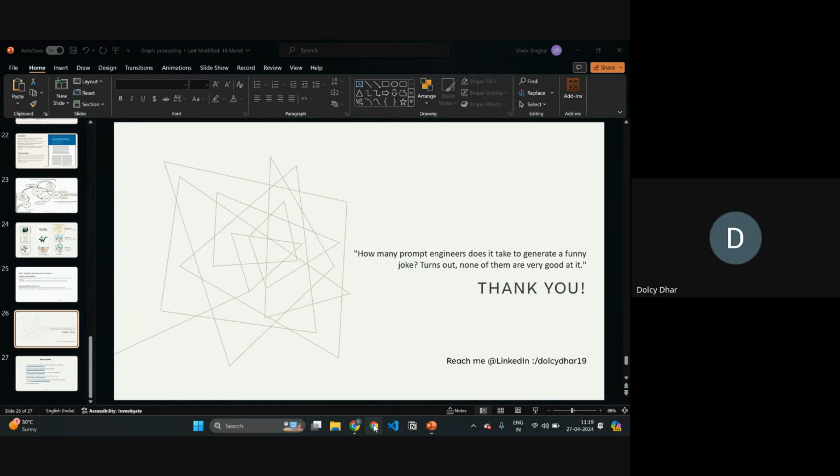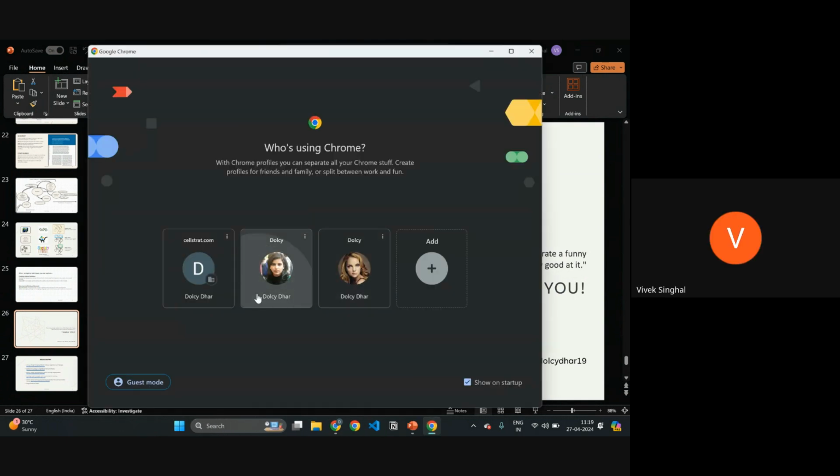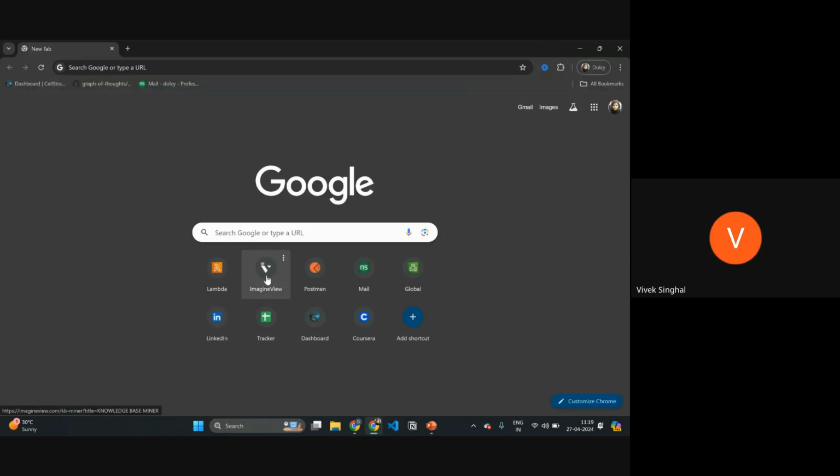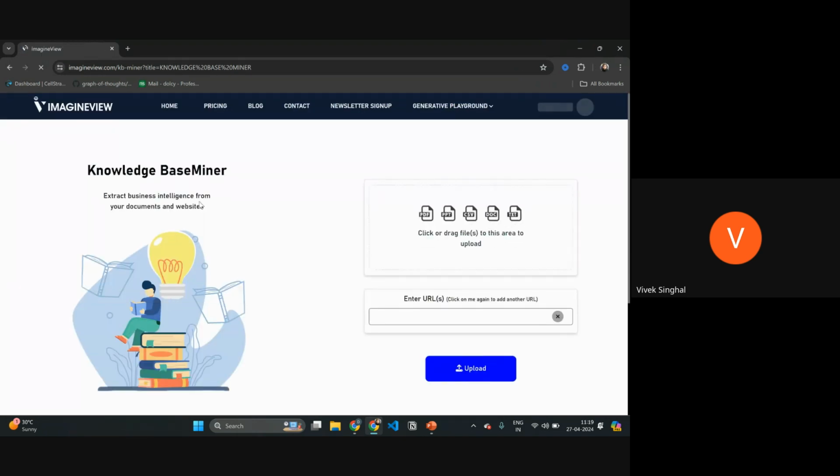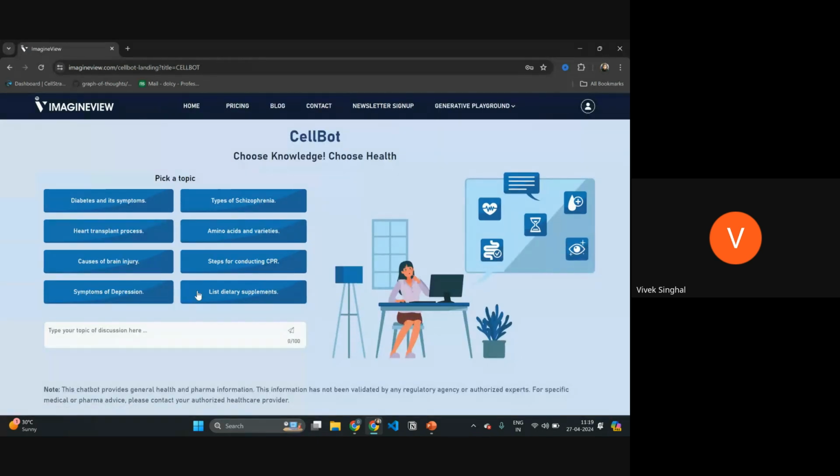Yeah, CellBot, I can show. But most folks here are existing members and might have seen it already. So we have a healthcare product Dolcy is developing for CellStrat. As you can see, what CellBot is doing right now is that you are basically deciding a topic of discussion. So let's say here my topic of discussion is diabetes and its symptoms, right?